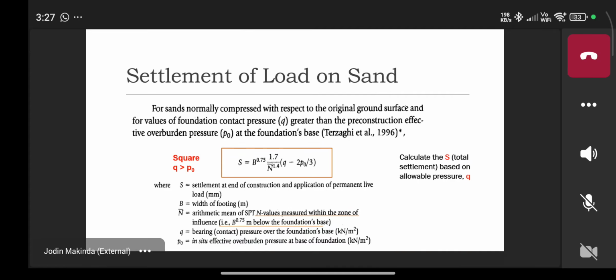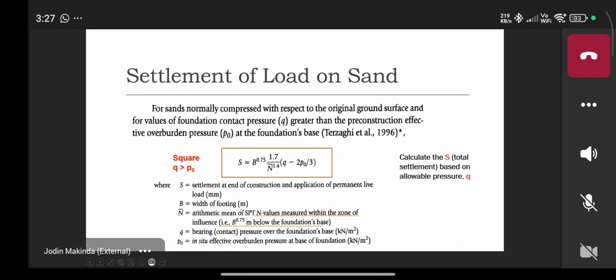If we want to calculate the settlement, see here, this first equation is the equation we use to calculate the settlement based on allowable loading. So if you look into the equation, you can see that S is the settlement. This is the one that we're calculating. B is the width of the footing. And N prime is the SPT value. Based on the site investigation test, they're hammering the layer of soil. We have the SPT value. This is the value that we use in this equation.